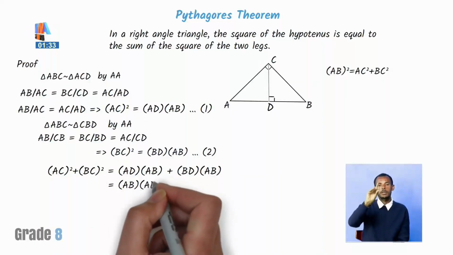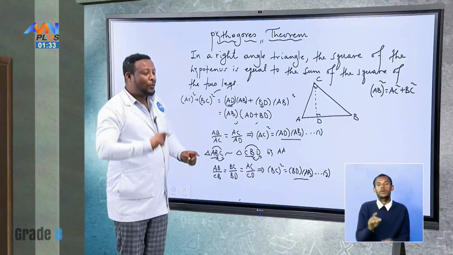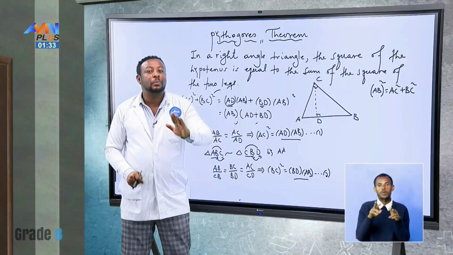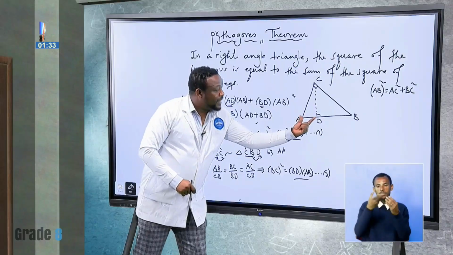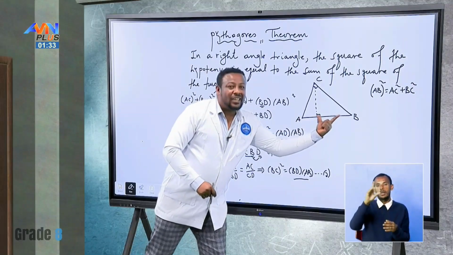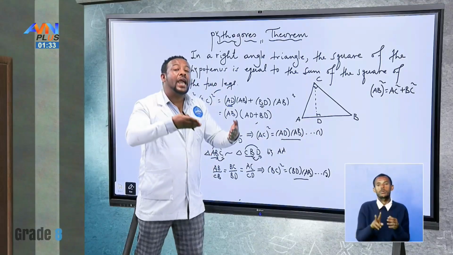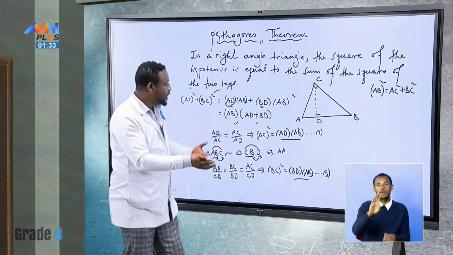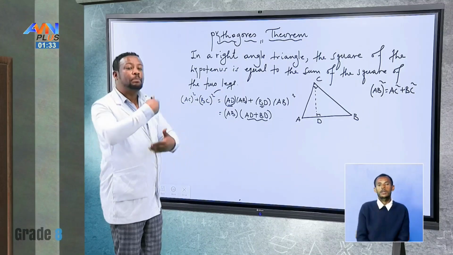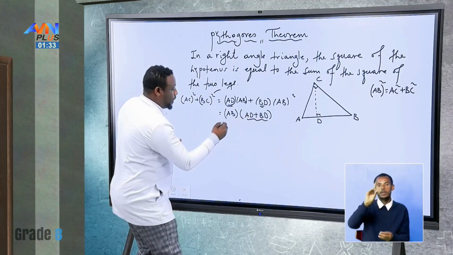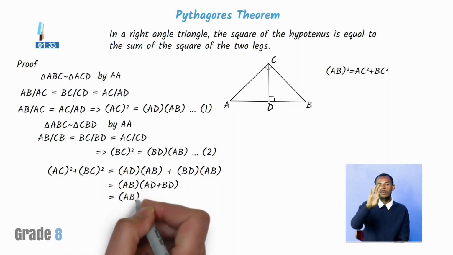So AD plus BD. Now look at what AD plus BD looks like. What is the sum of this segment, AD and BD? The sum of these two segments gives us AB, which is the hypotenuse. In place of AD plus BD, you can substitute AB. So this becomes AB times AB, right?